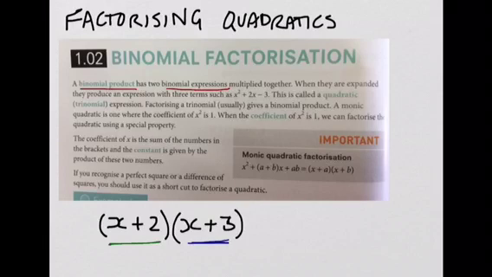The book then goes on to say, when they're expanded, they produce an expression with three terms, such as x squared plus 2x minus 3. This is called a quadratic or trinomial expression. And factorising a trinomial usually gives a binomial product. A monic quadratic is one where the coefficient of x squared is 1.